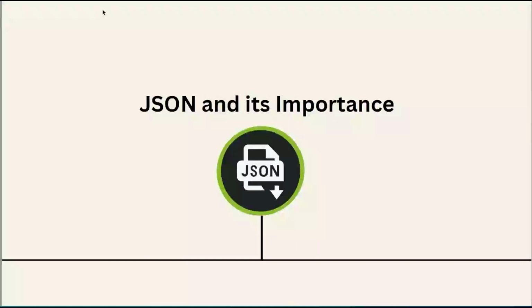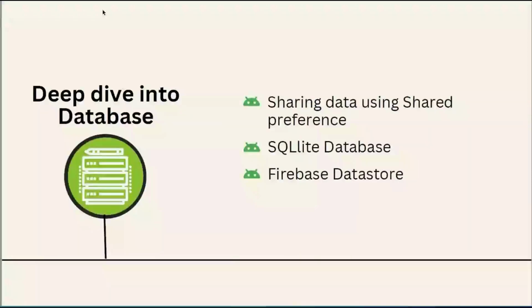JSON, which is JavaScript Object Notation, is a lightweight data interchange format. We can parse the data using a background task and show it in the application. Basically, we are fetching the app data, which is written in JSON format, and we will show how we can show it in a recycler view.